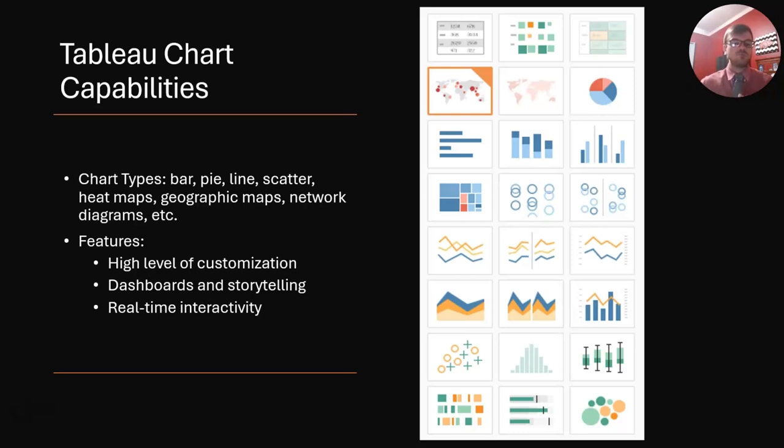It also has dashboards and storytelling. These dashboards are a way to put multiple visuals on one page, and that gets into real-time interactivity. Whenever you have multiple visuals on these pages, you can use them as filters for other visuals. So if you have a map and a bar chart, say you click on a country, you can set it up so it filters the bar chart based on the country that you chose. So you have more interactivity between visuals.